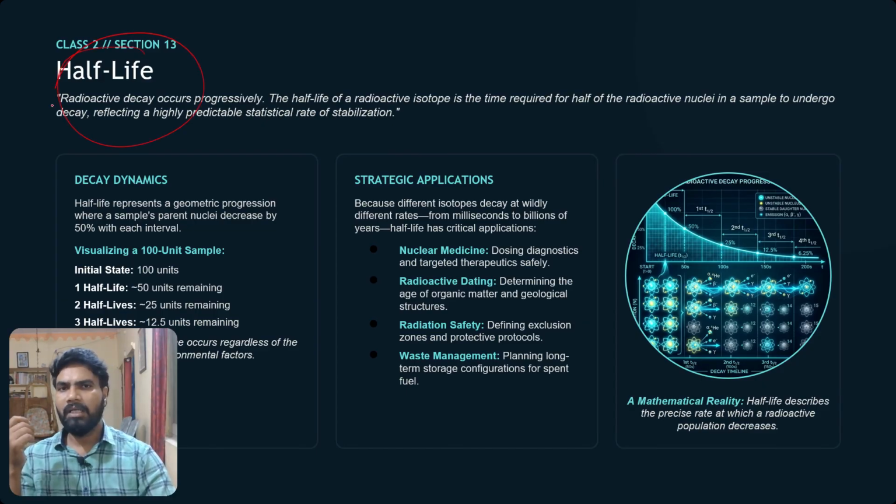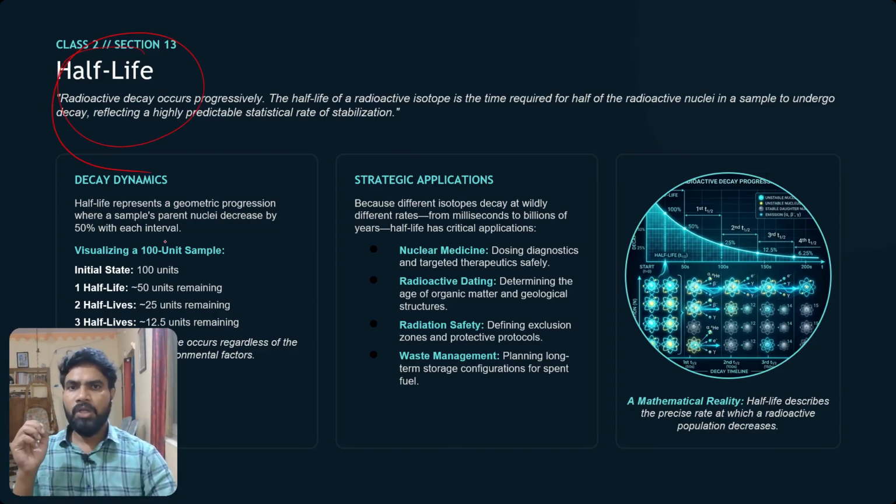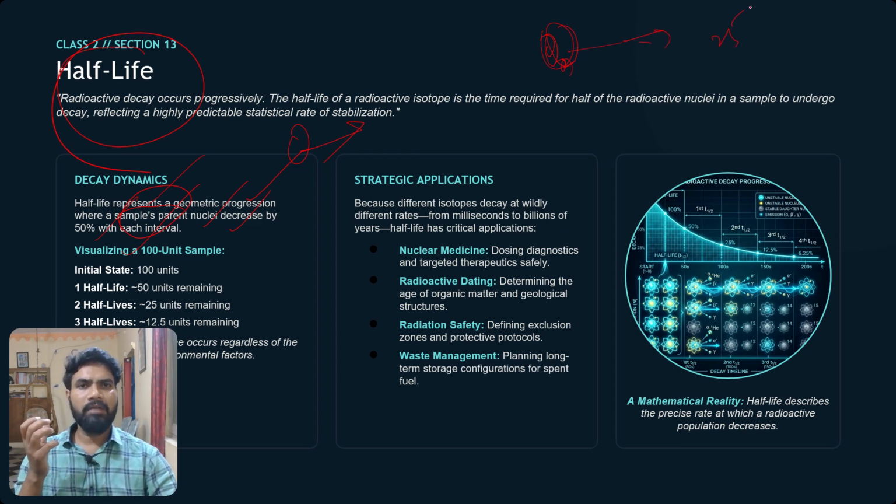There is another concept called half-life, very important. You see, every material decays. Half-life represents a geometric progression where, for an atom or molecule, its parent nuclei count decreases by 50% with each interval. For example, I am taking an element, oxygen. For example, I am saying the half-life of oxygen is 25 years.